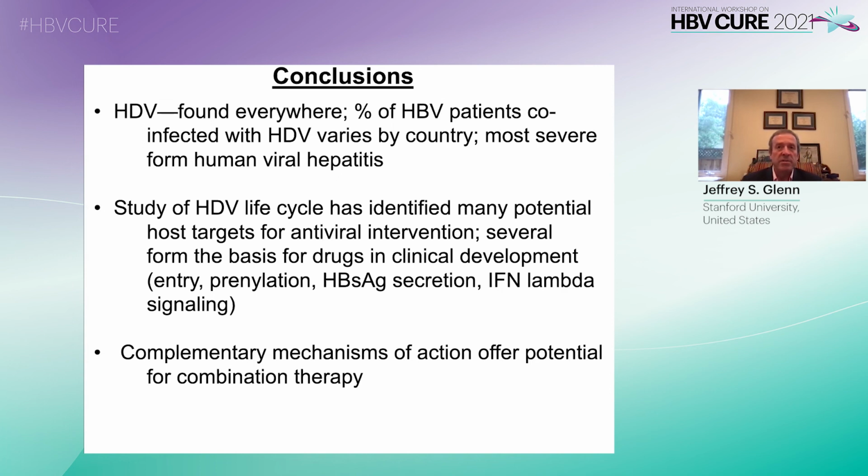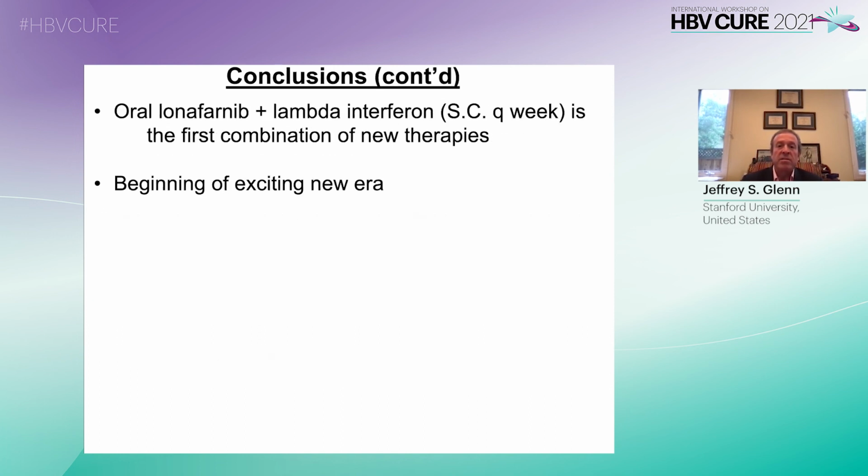Several form the basis of drugs that are in clinical development that target entry, prenylation, surface antigen secretion, and interferon lambda signaling. These are all complementary mechanisms of action, so they offer the potential for combination therapy among these different new therapies. And indeed, the first example of a combination of new therapies has now been conducted, consisting of oral lonafarnib with once weekly interferon lambda, a subcutaneous injection.